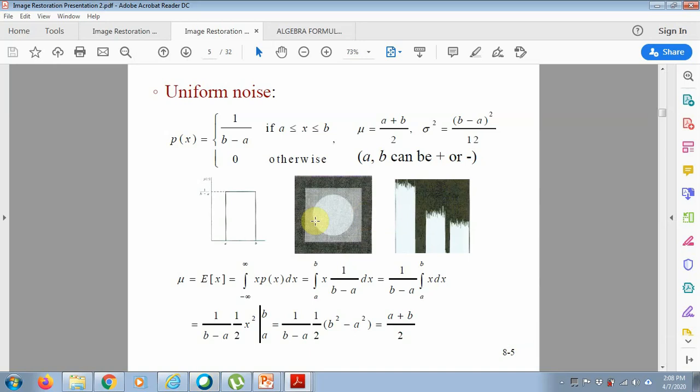So I can add this noise to this image in order to get the noise, or you can say the degradation. It is nothing but you are adding a noise.